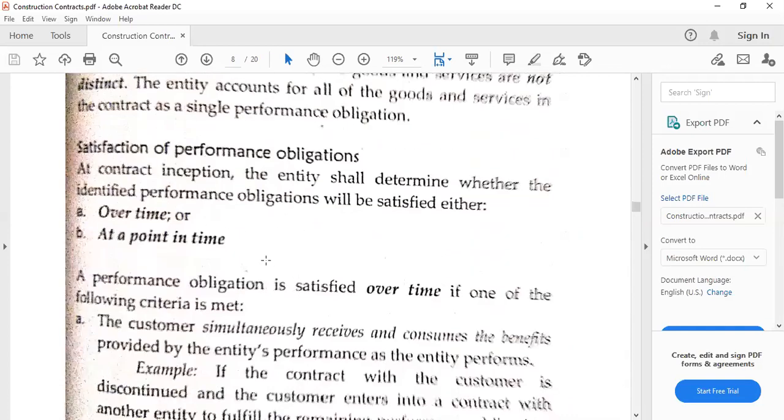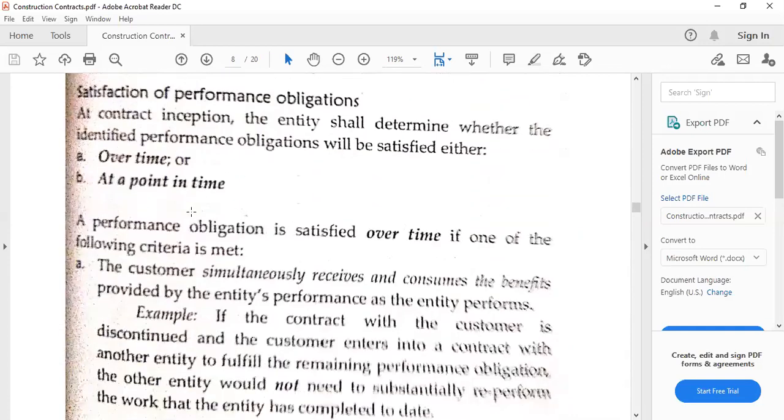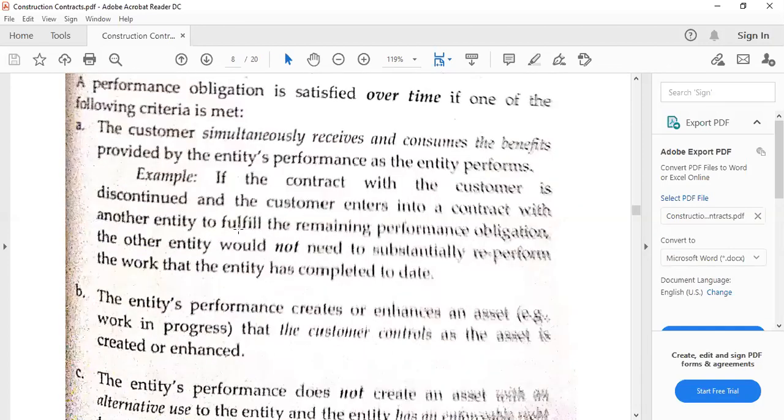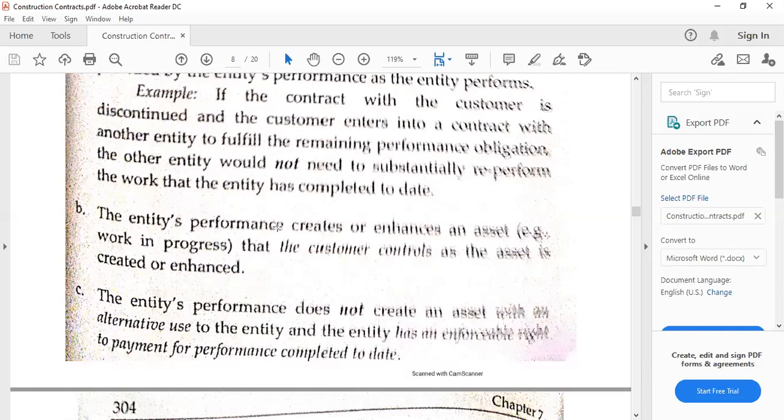distinct. For satisfaction, as said, it can be over time or at a point in time. Over time, if of course it takes time for the performance obligations to be finished, and such should be a measure of progress over the contract. Then the entity's performance would create or enhance an asset, for example, work in progress, that the customer controls as the asset is created or enhanced.